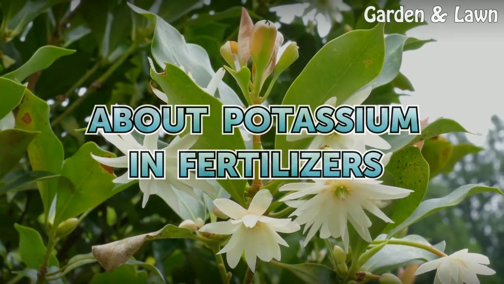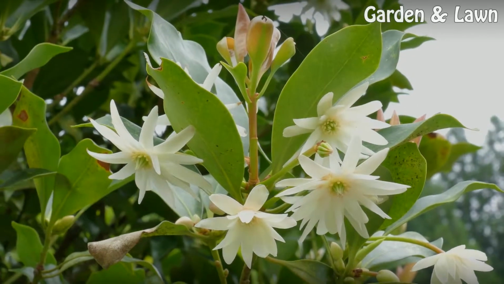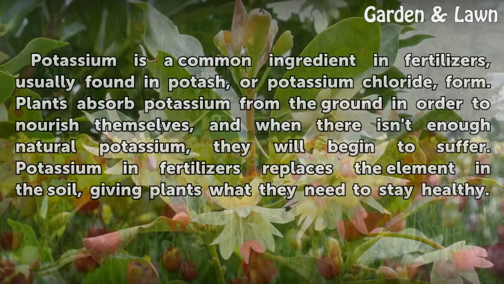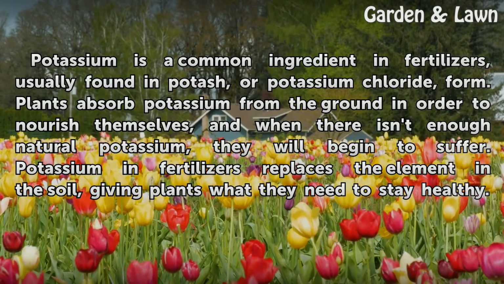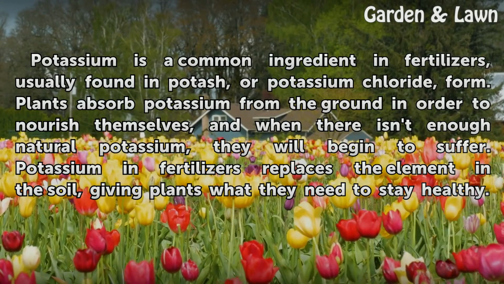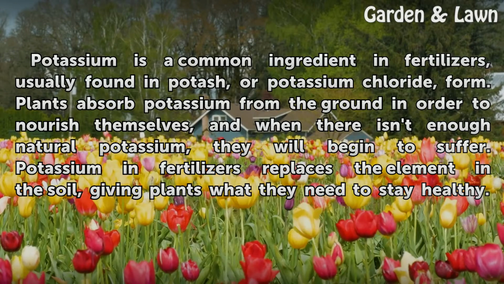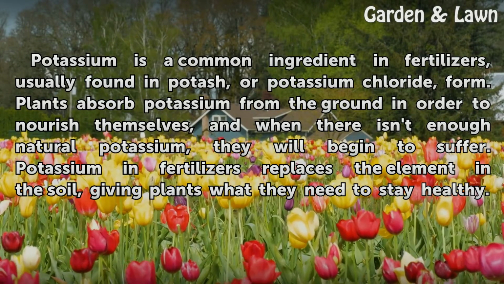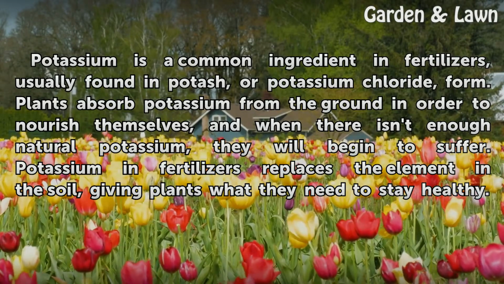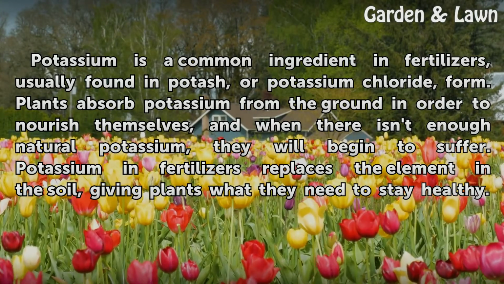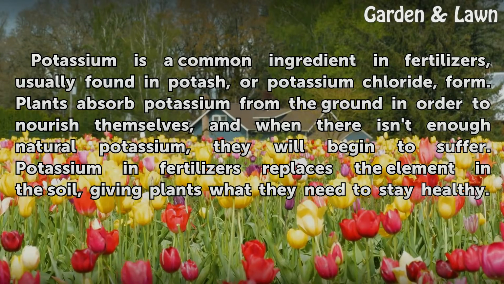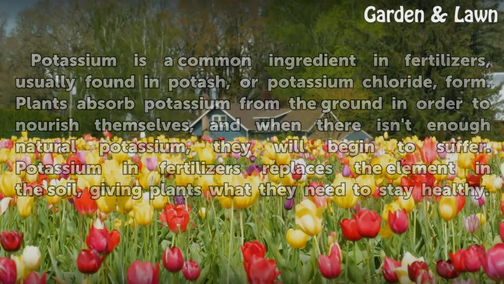About potassium and fertilizers. Potassium is a common ingredient in fertilizers, usually found in potash, or potassium chloride, form. Plants absorb potassium from the ground in order to nourish themselves, and when there isn't enough natural potassium, they will begin to suffer. Potassium in fertilizers replaces the element in the soil, giving plants what they need to stay healthy.